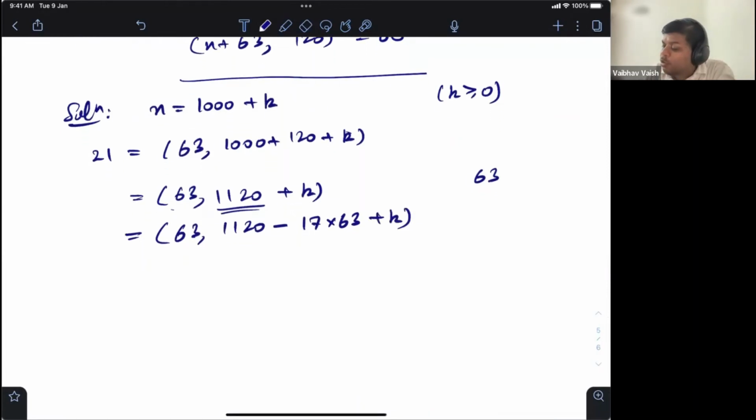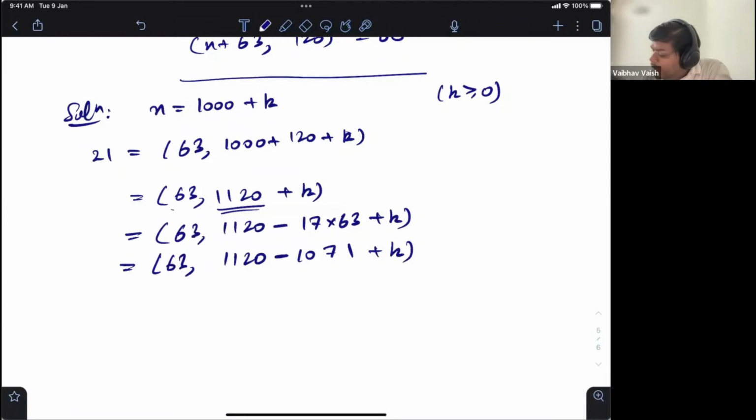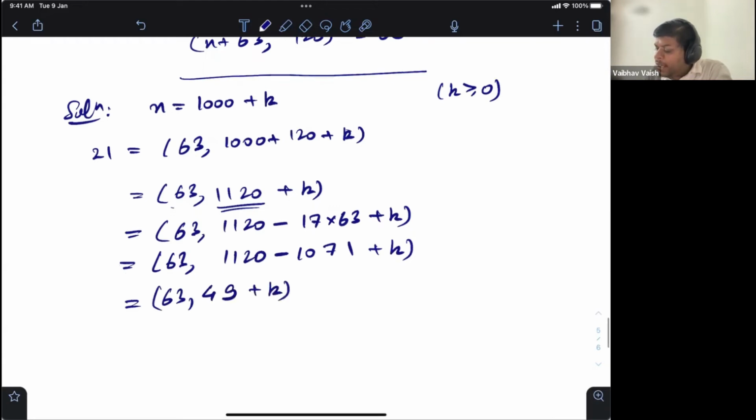Okay, this GCD is also going to be this number, and this is 1120 minus 1071, plus k. And when I subtract it, what do I get? So 20 here and 30 here, 50, so 49. Okay, so I get 49.